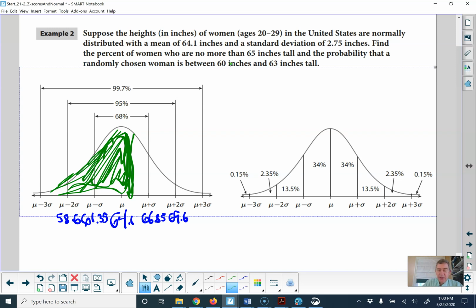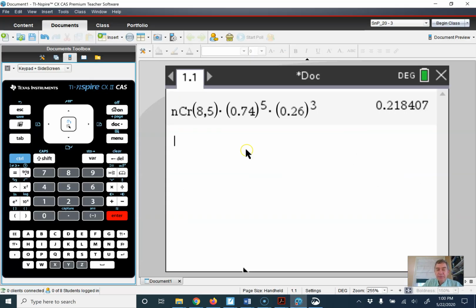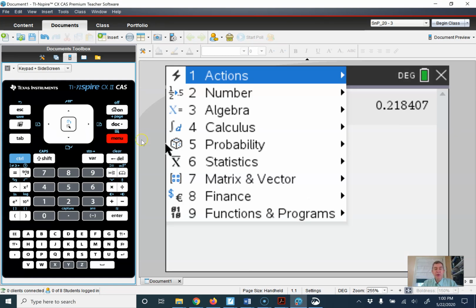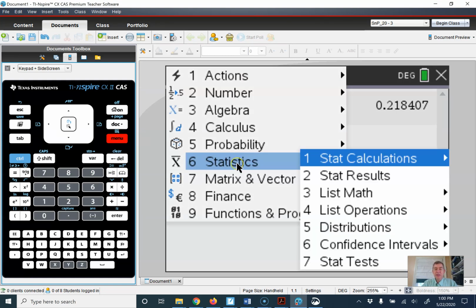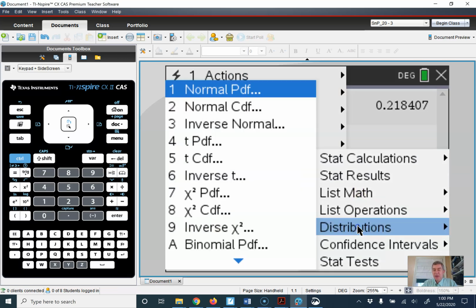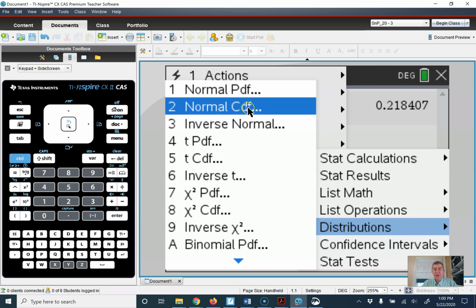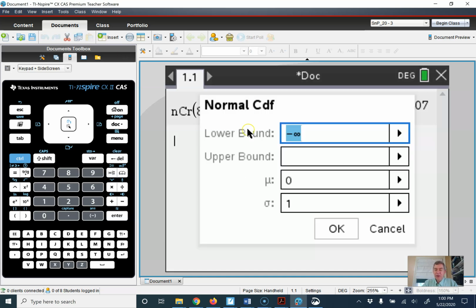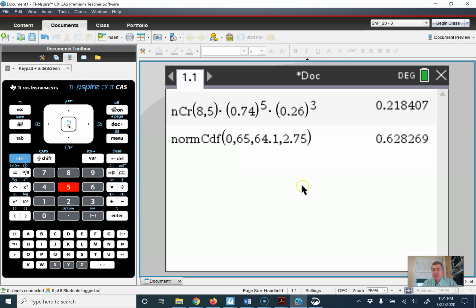So quick look on the calculator. Menu, statistics, distributions, Normal CDF, and we are looking for less than 65 inches tall. So you could use negative infinity, you could use 0 because it's not going to be less than that, up to 65, and the mean was 64.1 and the standard deviation was 2.75. We run it and we get the answer 0.628.